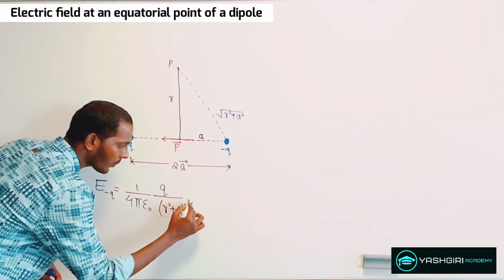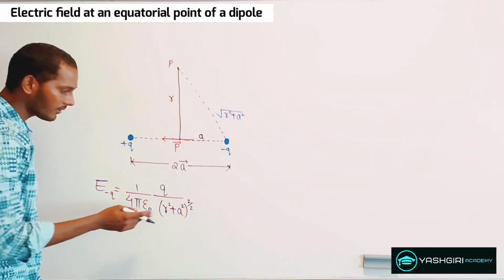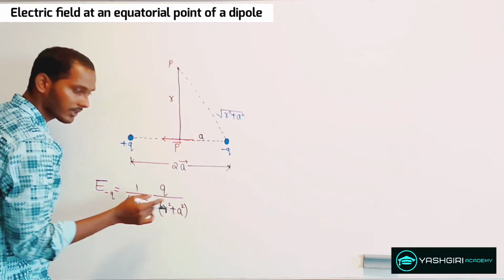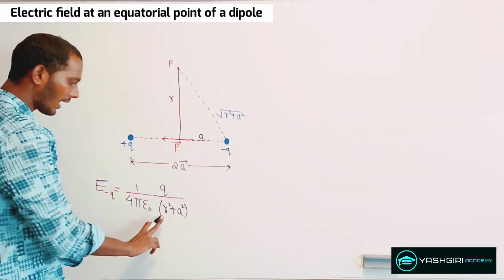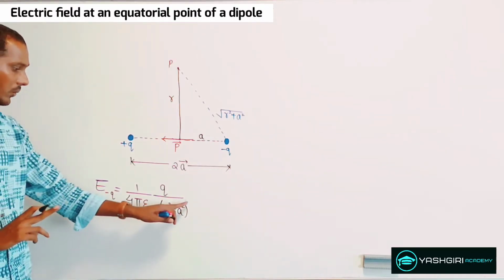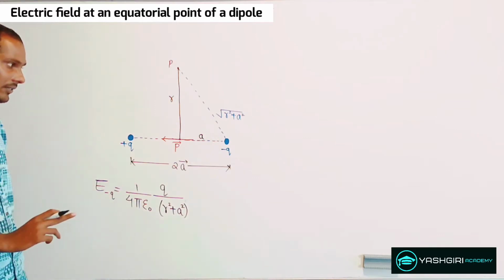So it will become a square, and this square and square by 2 will get cancelled, and what I'll be getting is the electric field over here to be this. All right, so r square plus a square, and that will be this. So the square will get cancelled with the square root over here. So I have got the electric field.